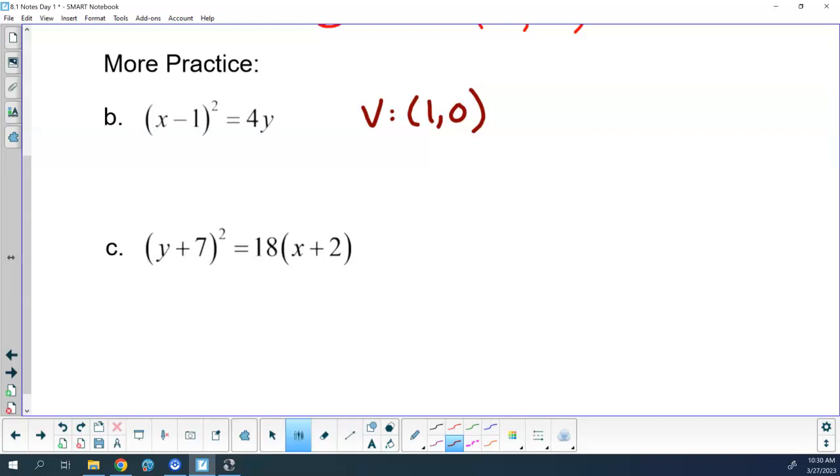There's not a lot of agreement going on with Blondie, including myself. I do not agree. Why -2, -7? Because x goes with x and y goes with y. It's not left to right. Okay? It's x with x, y with y. So the vertex here would actually be -2, -7. Okay? All right? X with X, Y with Y, not left to right. Okay?